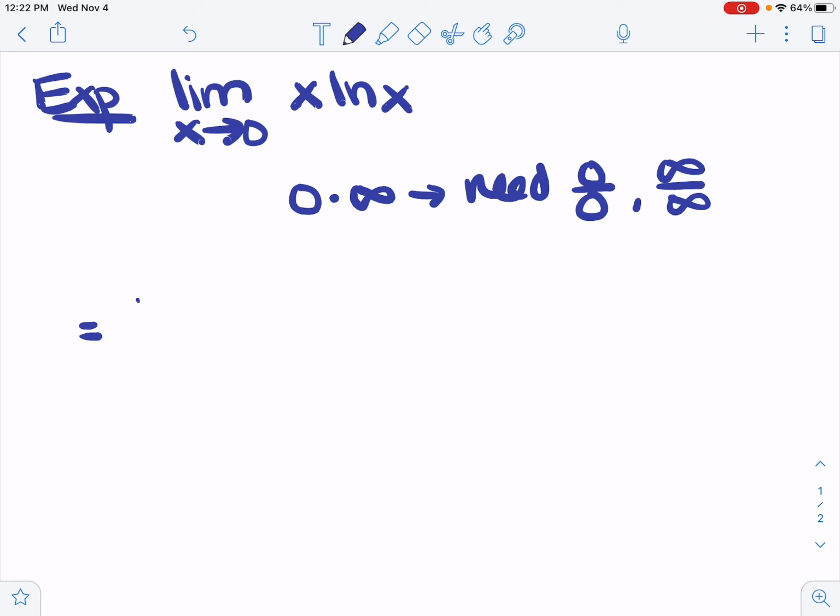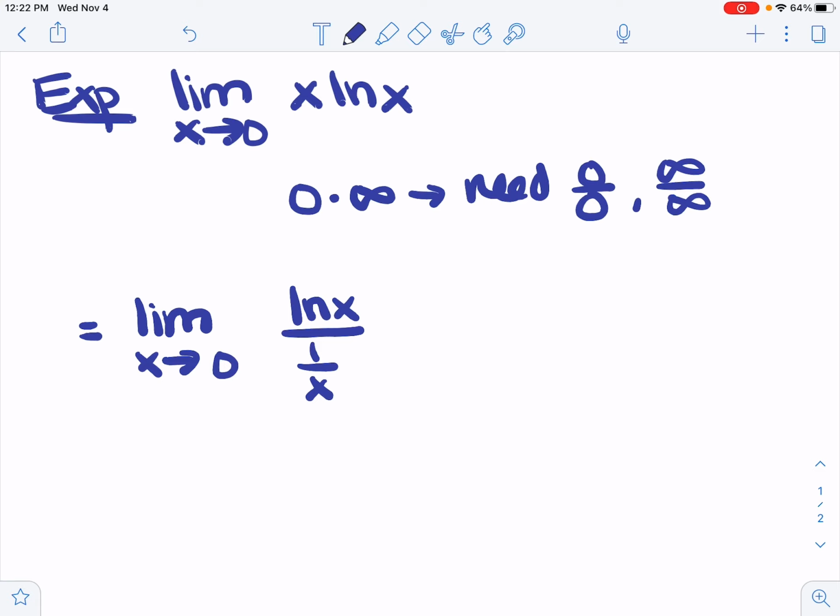So what we're going to do is a little trick that we can do every time we have a 0 times infinity indeterminate form. We're going to take one of the factors and rewrite it in the denominator. So x is the same as 1 over 1 over x. It's a weird way to think about it, but it's true. x is the same as 1 over 1 over x.